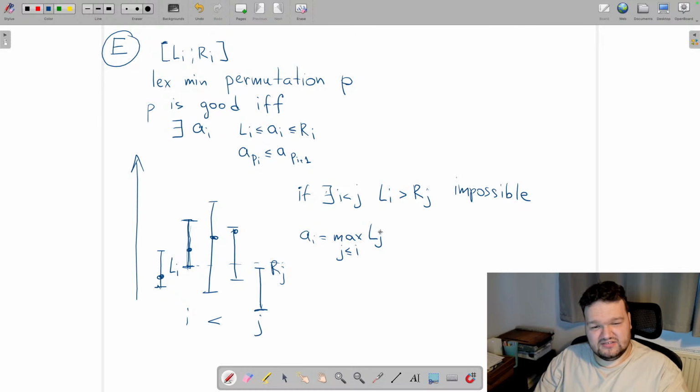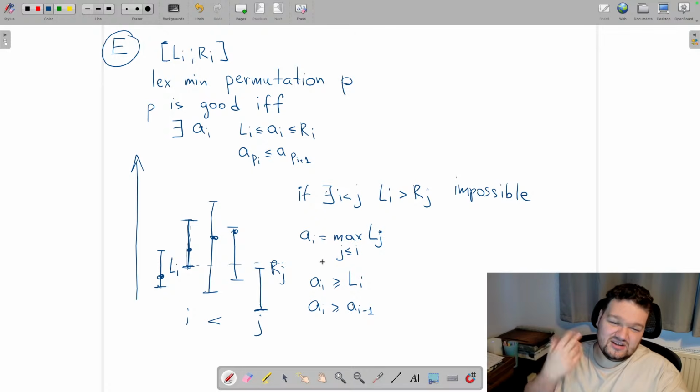Why is that? Well, how do you choose AI greedily? It must be on the segment, so AI must be at least Li, but it also must be at least AI minus 1, and AI minus 1 we have chosen as the maximum on the prefix, not inclusive. So AI will be the maximum of those two values, which is just the maximum on the prefix inclusive.